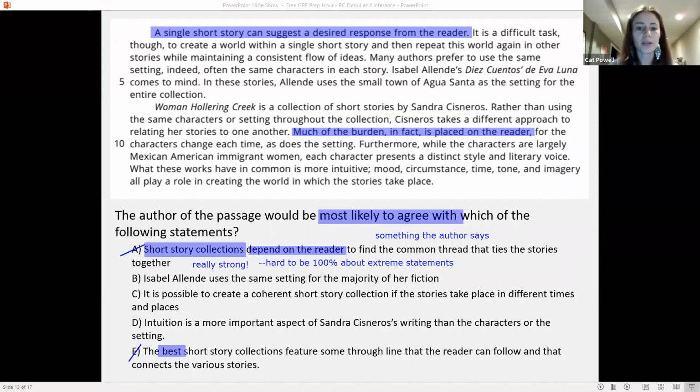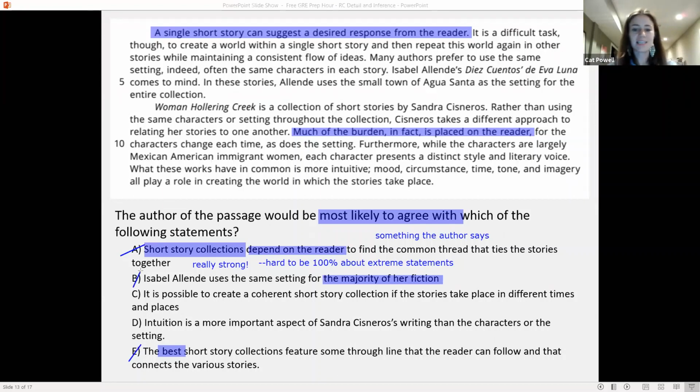"The majority of her fiction." So we definitely hear some stuff about one collection that Sandra Cisneros wrote, but we don't know that that's the majority of her work. We just know it's one book. So very similar to A, right? The passage is saying something about one case, and then the wrong answer extrapolates that to everything. So we can also get rid of B.